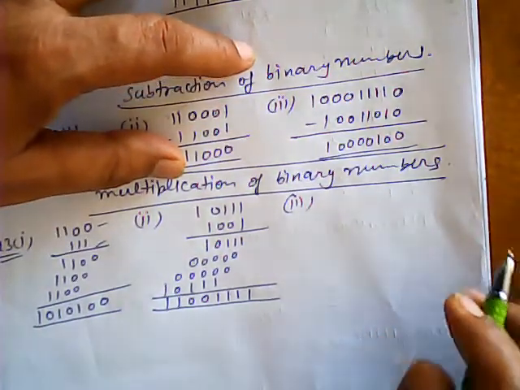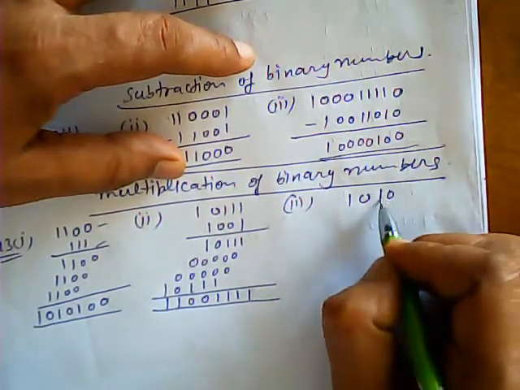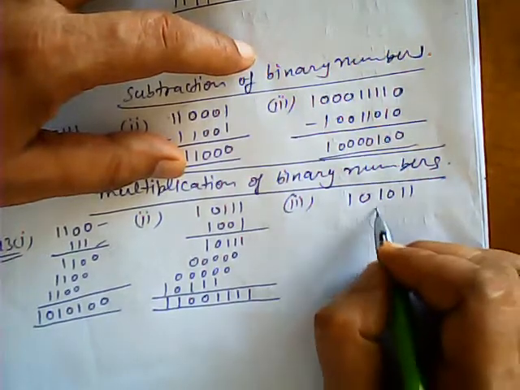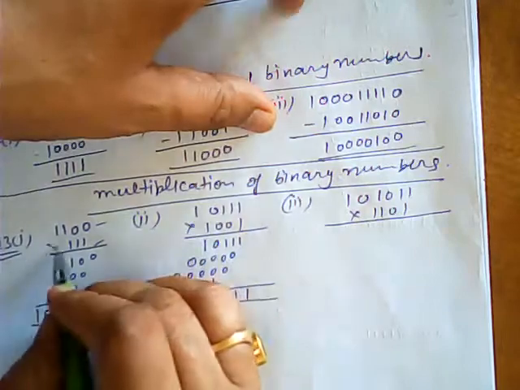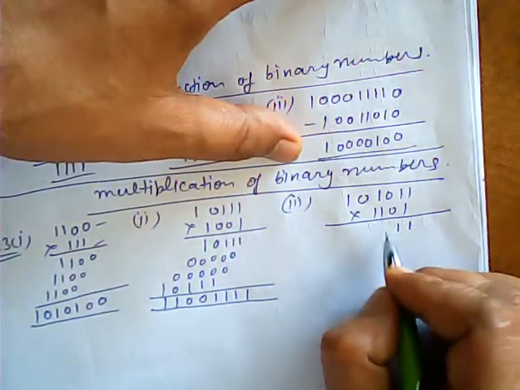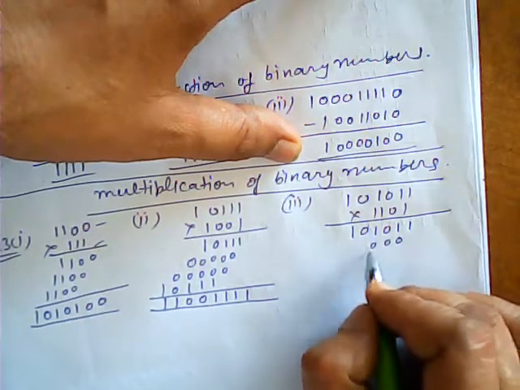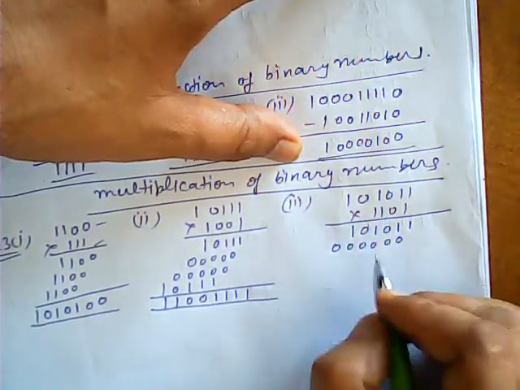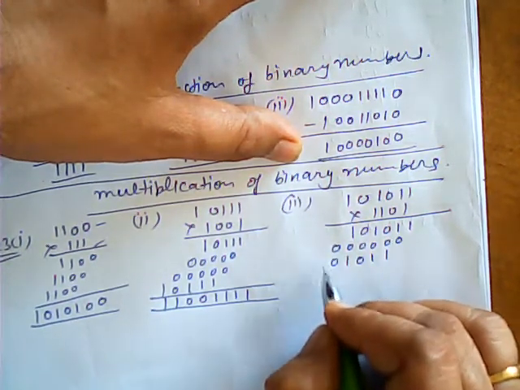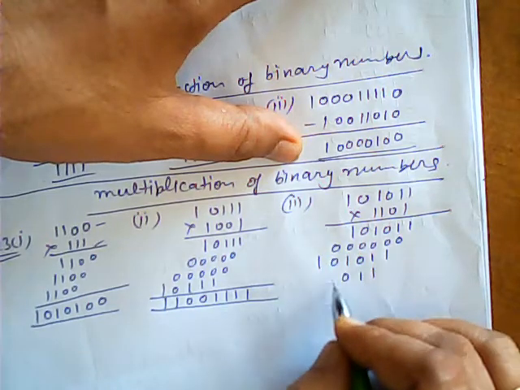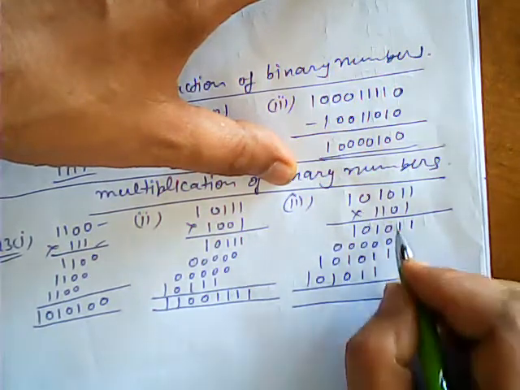1 0 1 0 1 1 is multiplied by 1 1 0 1. So by the multiplication what will we get? 1 1 0 1 0 1, by 0 0 0 0 0 0 0, by 1 1 1 0 1 0 1, 1 1 0 1 0 1. And the sum of these numbers is 1 1.